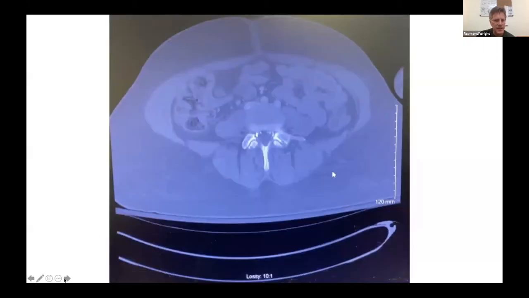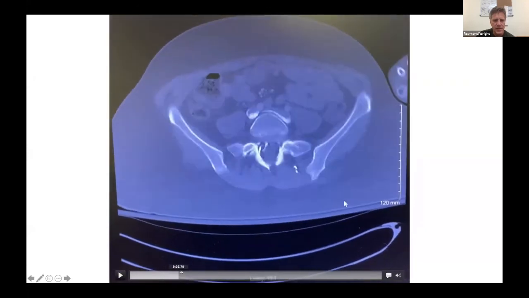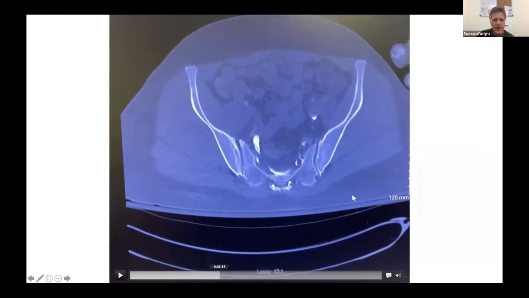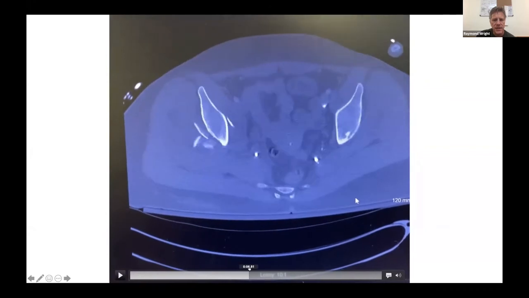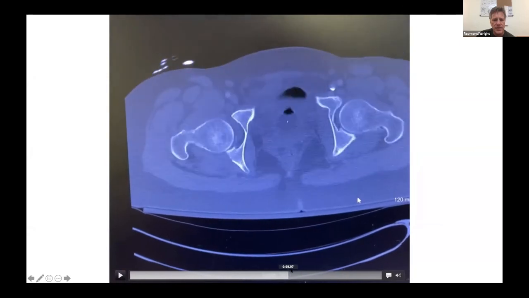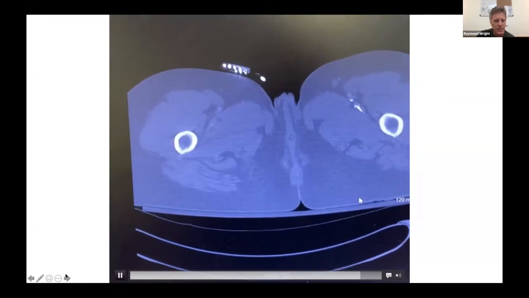And then her CT scan here, I'll just try to run through this. You can see her residual myelogram dye. She has normal appearing sacroiliac joints, at least to me. You can see her comminution through her transverse, as well as her posterior wall segments, and some intra-articular debris that's present.